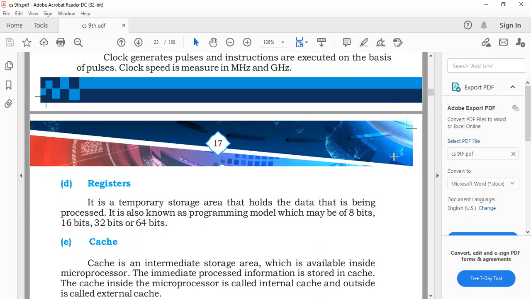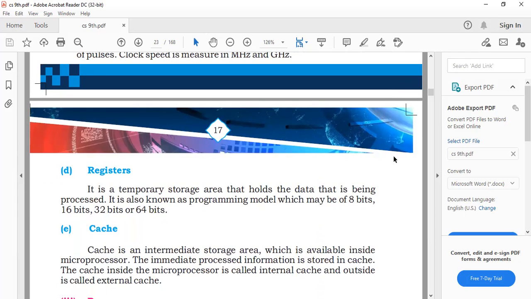Now this is the register. Temporary means for some time, not for a long time. It is a temporary storage area which holds the information so that it can be processed.